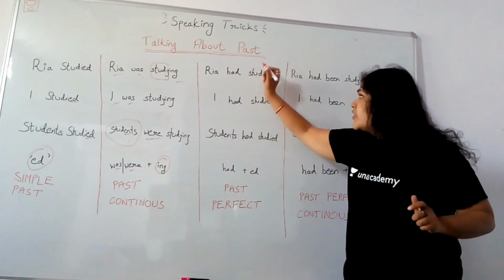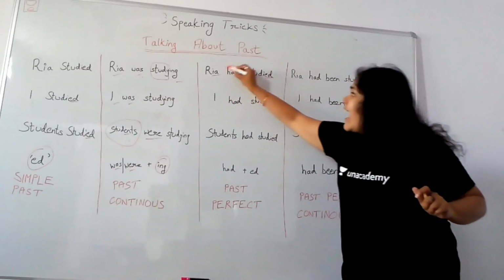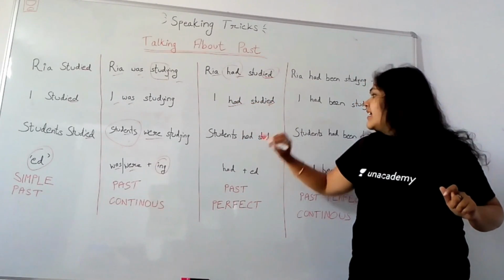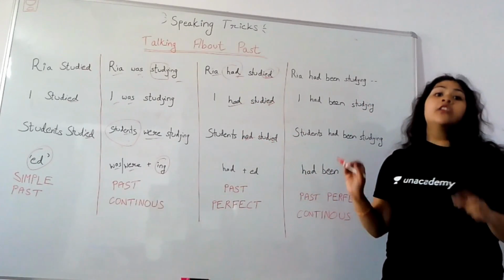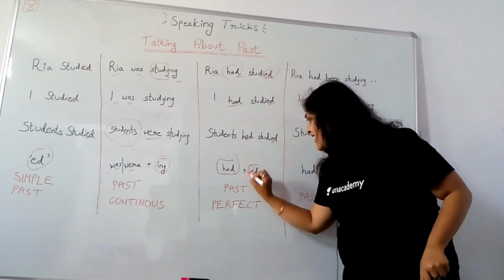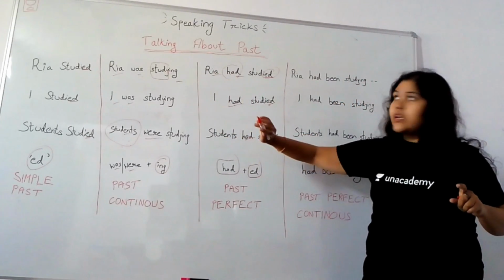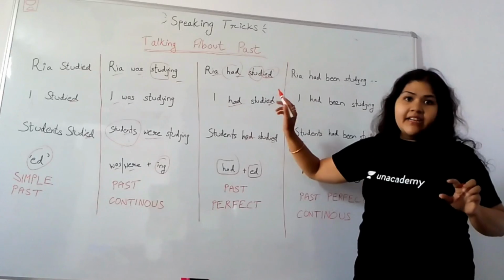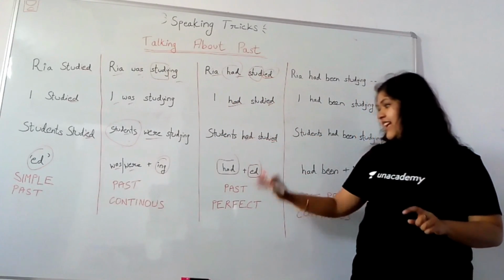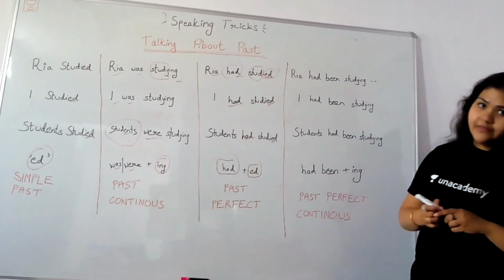So when we are talking about the past, it will be: Ria had studied. I had studied. Students had studied. So what is the catch here? The catch is had plus -ed. Again, substitute this with any other noun or pronoun, and substitute the verb study with any other verb. The only catch is had studied, and the grammar is complete and you are speaking correctly. That's all in past perfect tense.